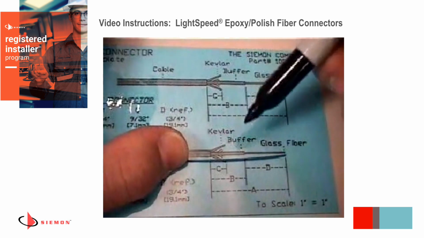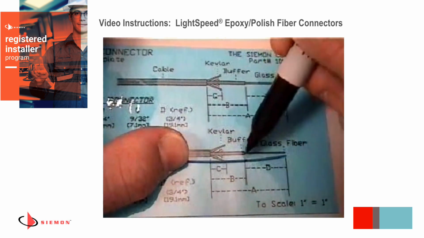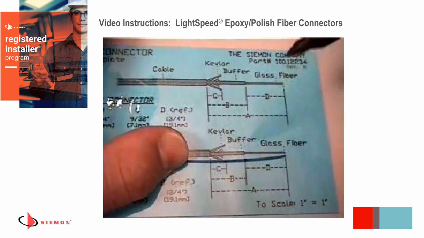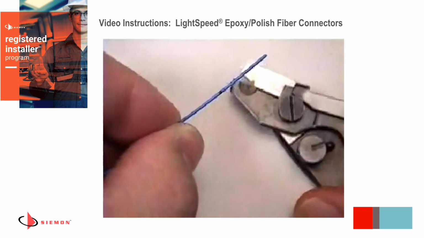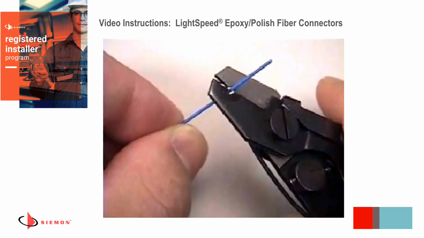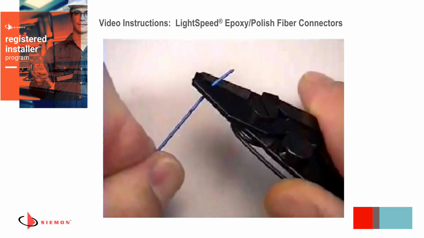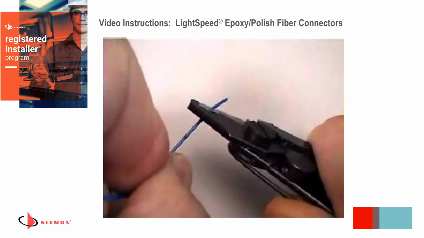Using the marker pen provided, measure and mark the buffer strip length from the end of the fiber as shown on the template. Using the buffer stripping tool, remove the measured section of buffer coating, including the protective undercoating. To avoid breaking the fiber, remove the buffer in at least 2 sections.